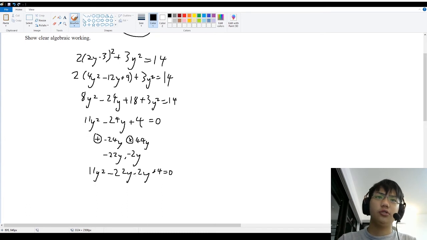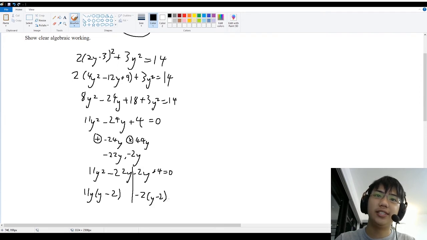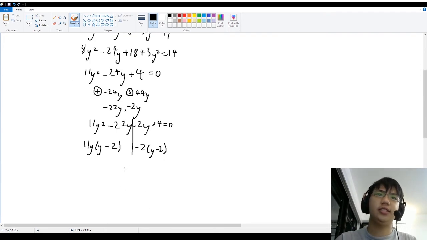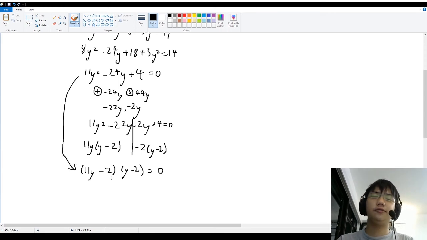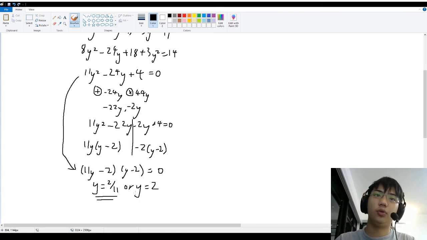So we can split this equation in half. You have 11y minus 2 on this side, and minus 2y minus 2 on this side. One of the factors here is y minus 2. The other factor would be 11y minus 2. So this would be the equation factorized. We can use this to find our answers, which are y equals 2 over 11 and y equals 2. So these are the two answers for y.